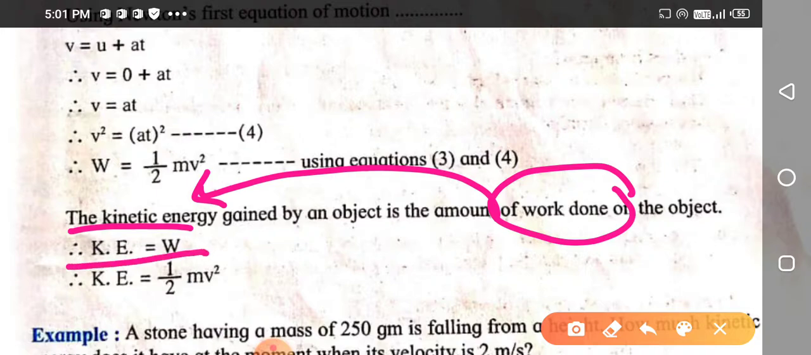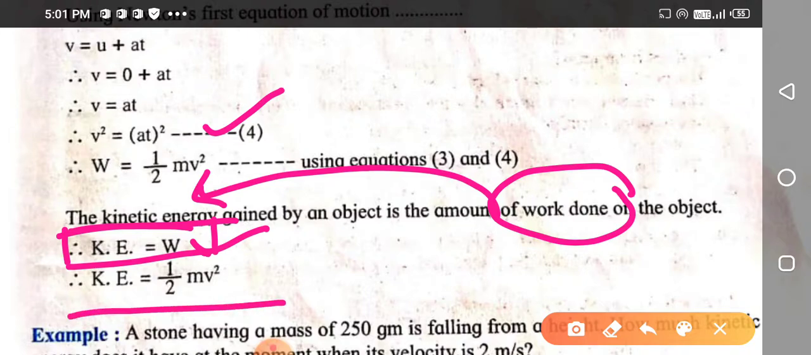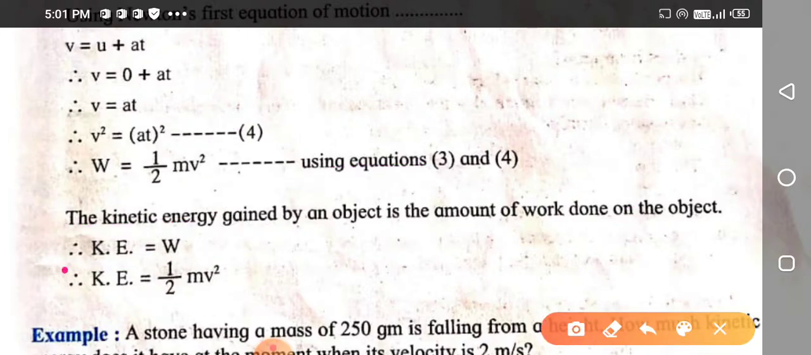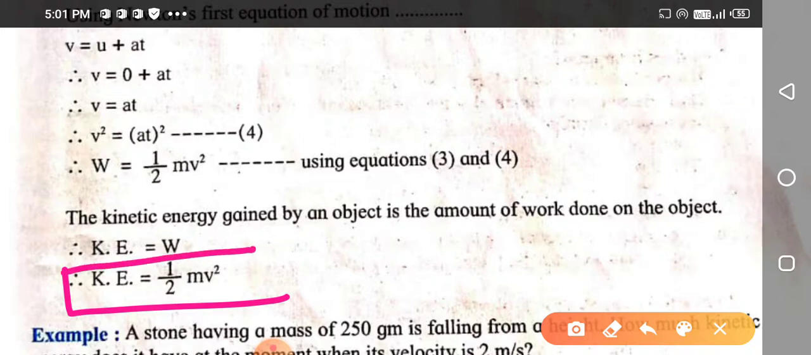So kinetic energy gained by an object is nothing but the amount of work done on that object. So W is equal to half mv square. So kinetic energy is equal to half mv square. So the expression or formula for kinetic energy is half m into v square. Here m is the mass of an object, while v is the velocity of an object.